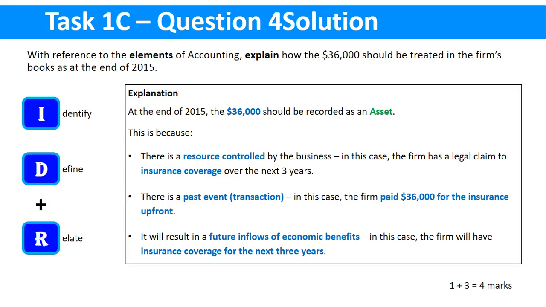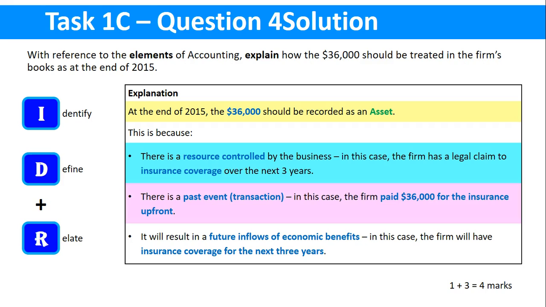So we've got a 4-mark question. What have we done? We've done 4 things. First of all, we've identified that the $36,000 should be an asset. Then we've gone through the definition of an asset, the 3 parts, and for each one, we've defined and related it to the case study in question. So we've got a total of 4 marks overall.